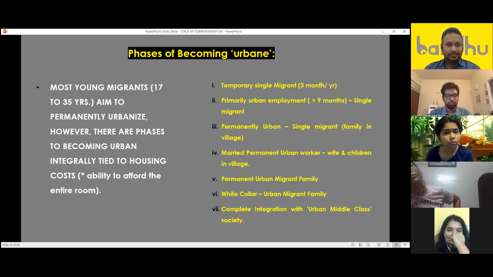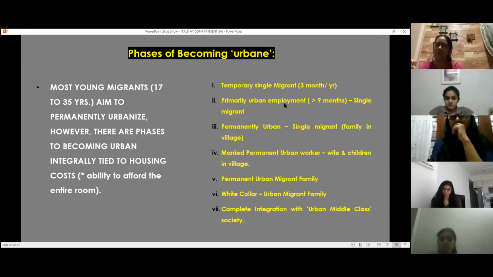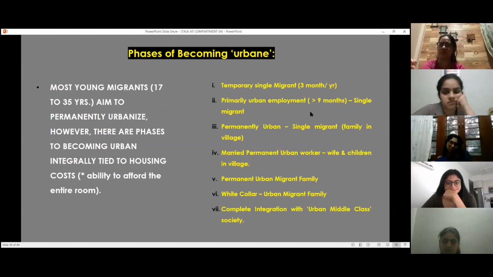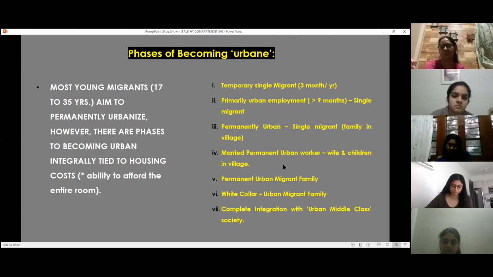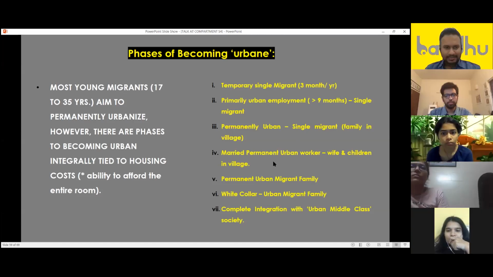So this is where I'm talking about, well, let's classify according to data where the migrant is in his phase of becoming urban. From a temporary migrant of 3 months per year to 9 months per year, single migrant, to a permanently urban single migrant, to finally someone who's married with wife and kids in a village. Again, forgive the male assumption here, but most of the data is single male migrant.